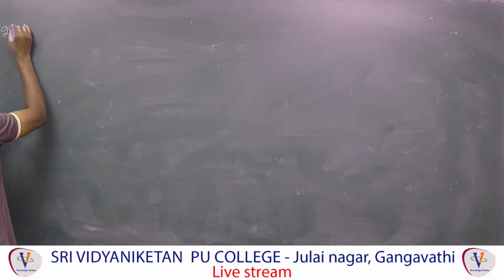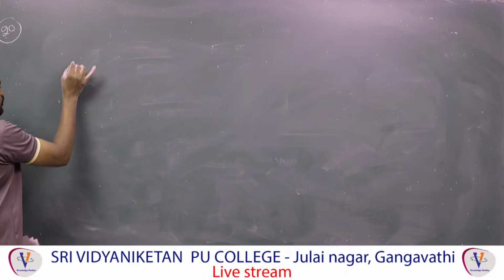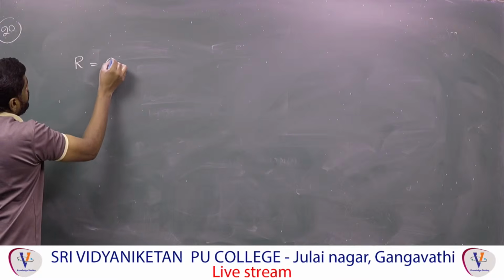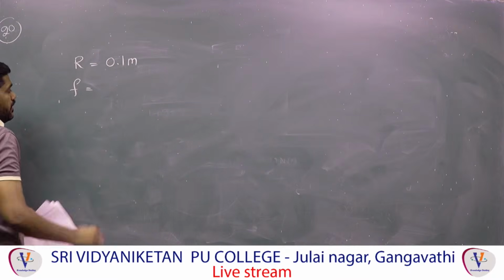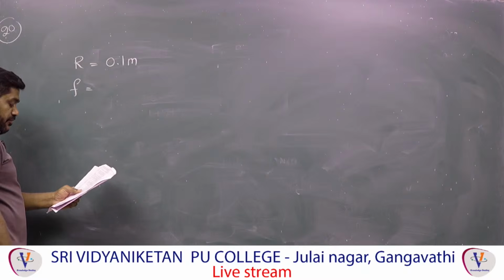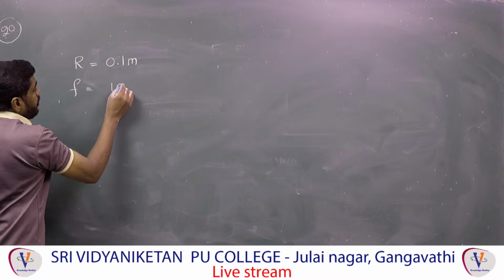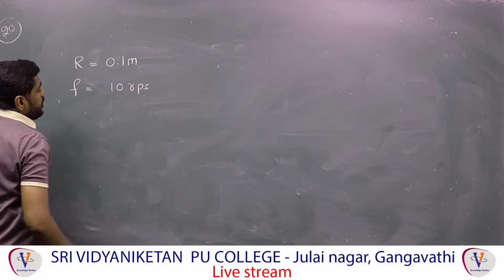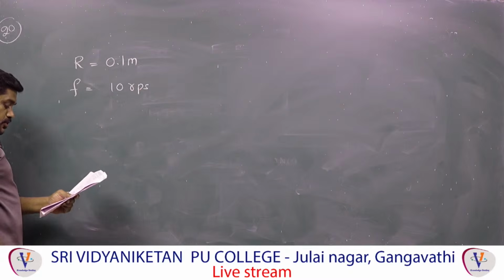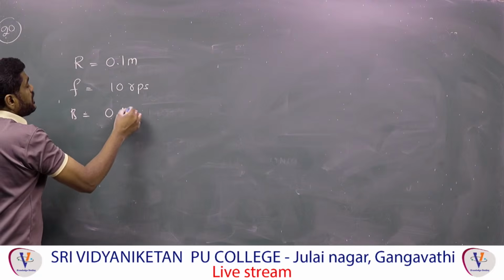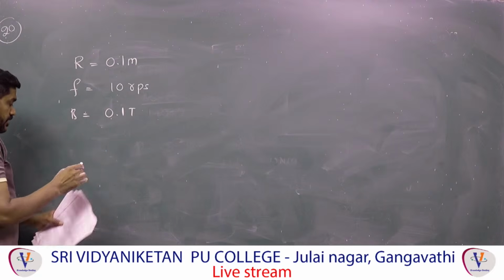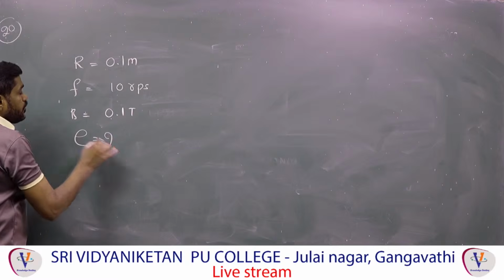For question number 20, you can take R is equal to 0.1 meter and frequency, that is not the angular frequency, that is the linear frequency, 10 revolutions per second. So 10 RPS is given, and the magnetic field B is equal to 0.1 Tesla. They are asking the induced EMF E is equal to how much?